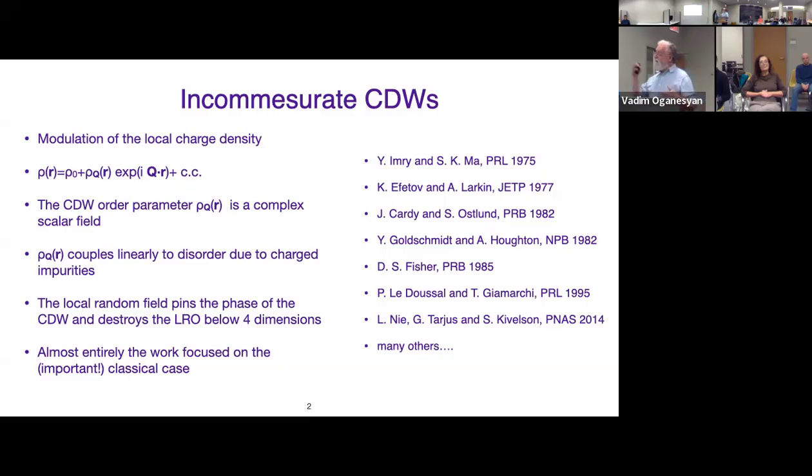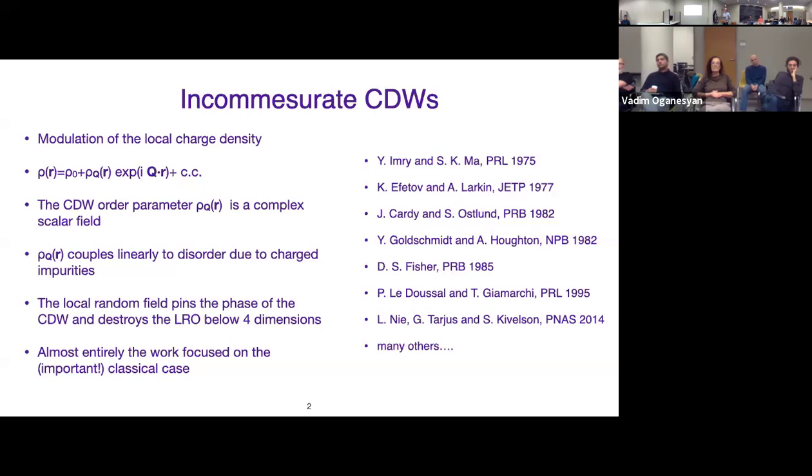Of course, in real materials the charge density may have several wave vectors, but let's ignore that for the moment. The quantity ψ(r), which is slowly varying, is the order parameter, while the rapidly varying part in this decomposition is the exponential. Because this is the Fourier transform of a real density, this is a complex field which has an amplitude and a phase. Okay, so that's basically how the fields are written down.